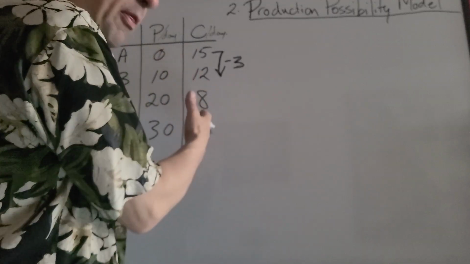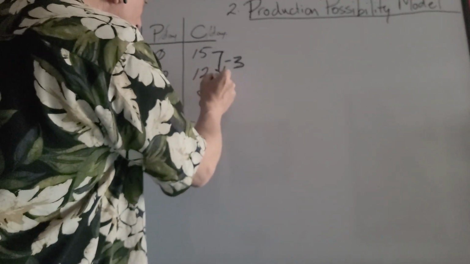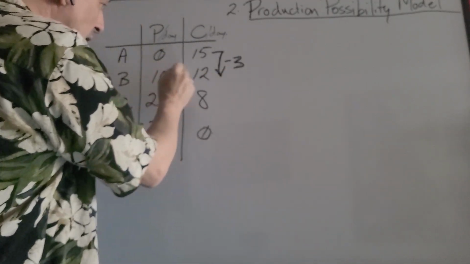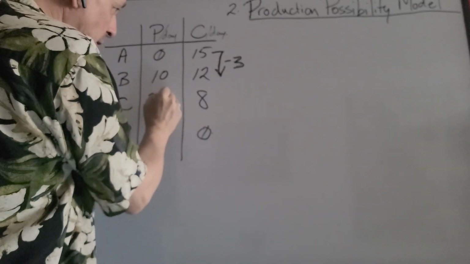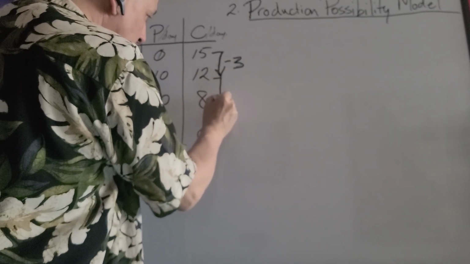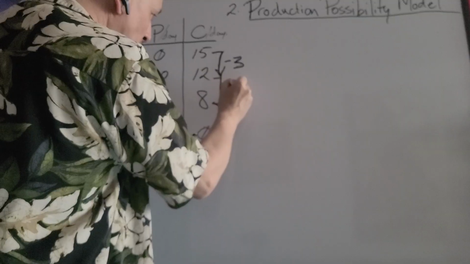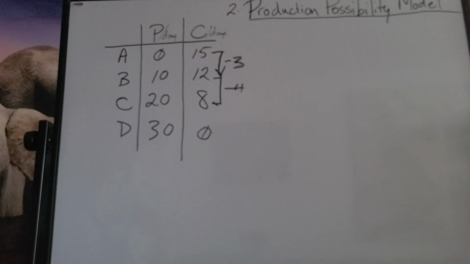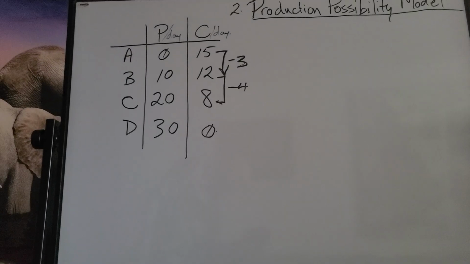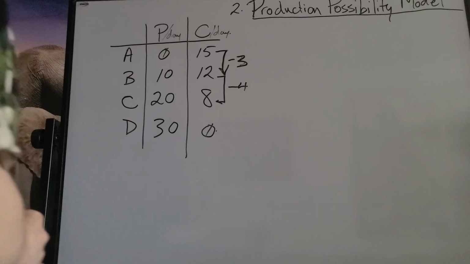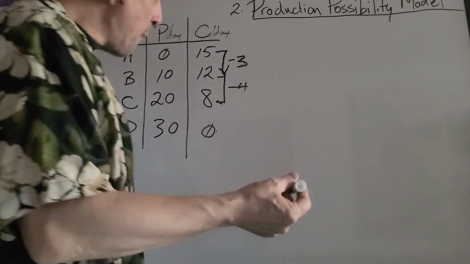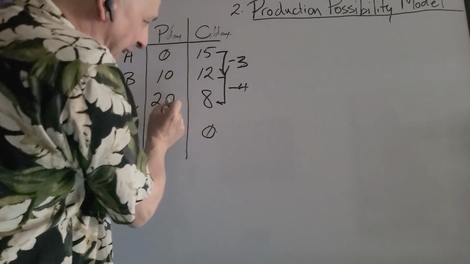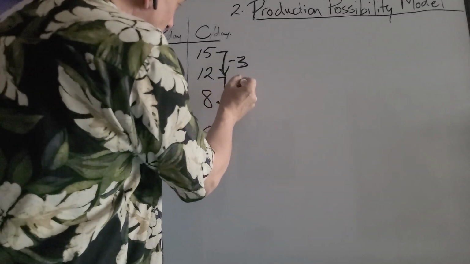Now, if I want another 10 pineapples, look at this. So 10 more to get me to 20. This time I'm going to give up 4. Okay, so the opportunity cost of the second 10 is going to be 4 crabs.